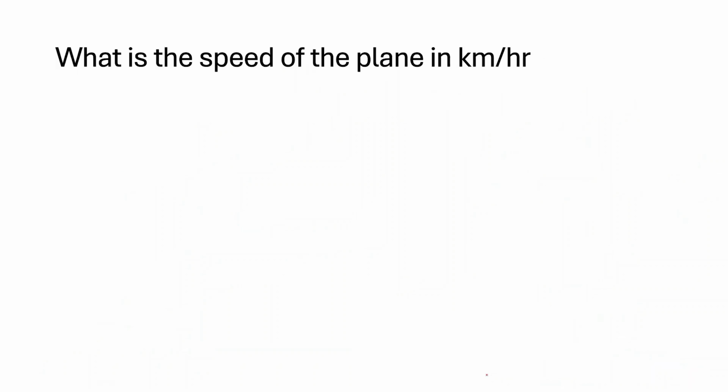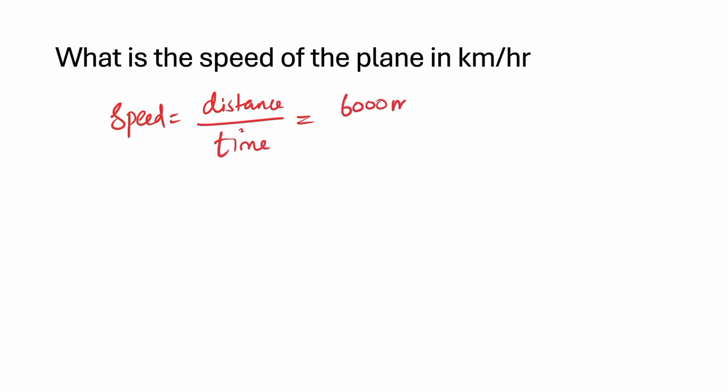What is the speed of the plane in kilometers per hour? Speed we know, the equation is distance over time. Here we can take the distance as 6000 meters. In the first question we found that in 30 seconds the airplane covered 6000 meters. So we can find this as 200 meters per second, right?